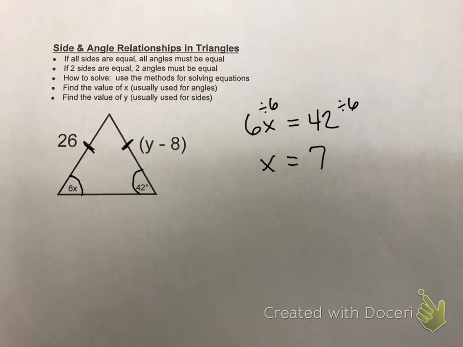Now we have to go back and find the value of y. The y value is usually for the sides, the x value is usually for the angles, and since those two sides have to be equal, we can say y minus 8 equals 26. We have to add 8 to both sides, and we wind up with y equals 34.